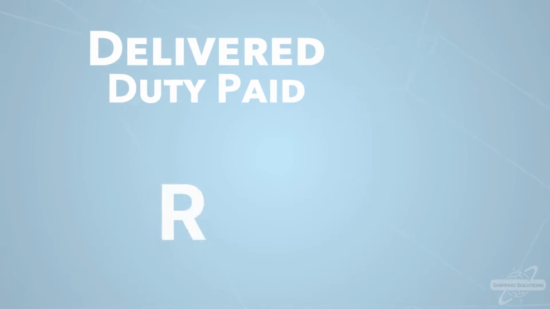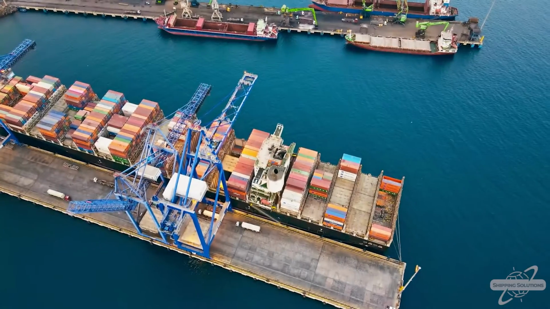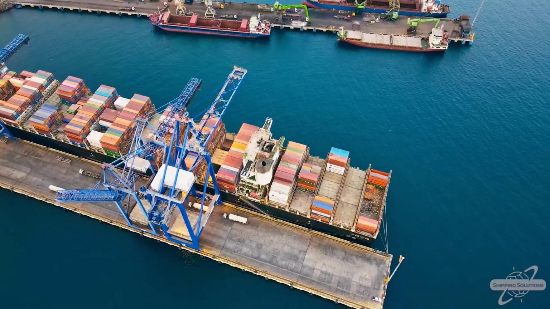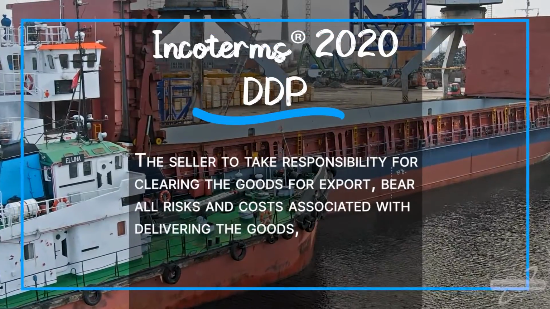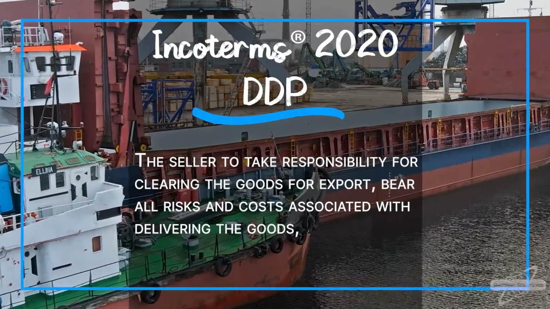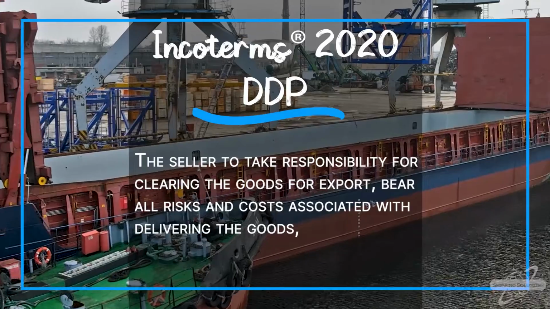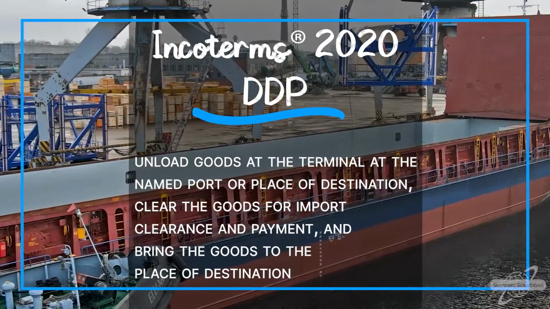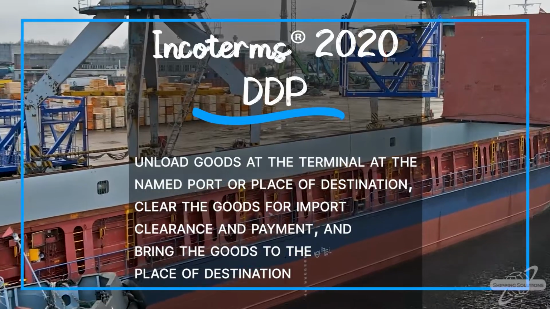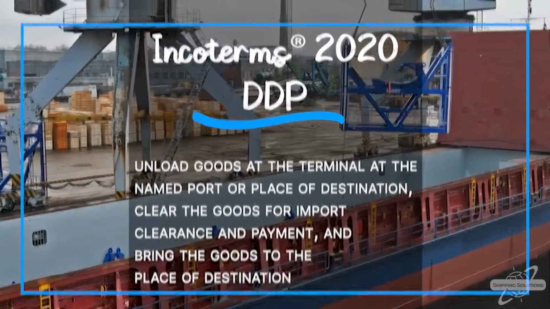Here's what you need to know before using the Incoterm DDP. Under the Incoterms 2020 rules, DDP puts the maximum risk and responsibility on the seller. It requires the seller to take responsibility for clearing the goods for export, bear all risks and costs associated with delivering the goods, unload the goods at the terminal at the named port or place of destination, clear the goods for import clearance and payment, and bring the goods to the place of destination.